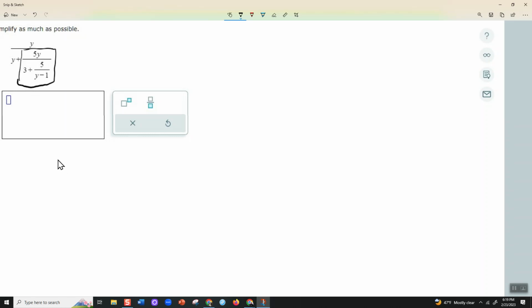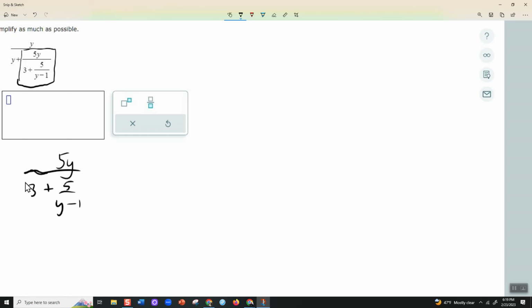Let me just write that. 5y over 3 plus 5 over y minus 1. I'm just going to address that. Notice the bar only covers up to here. It doesn't include this y. That's why I'm focusing so much on that. Because if we can simplify this, it's going to simplify everything else.